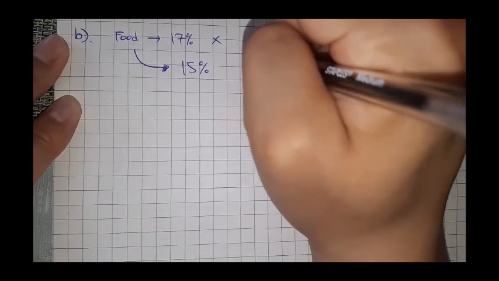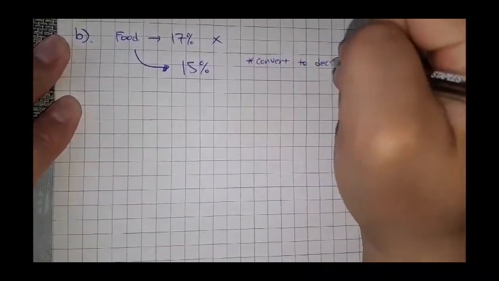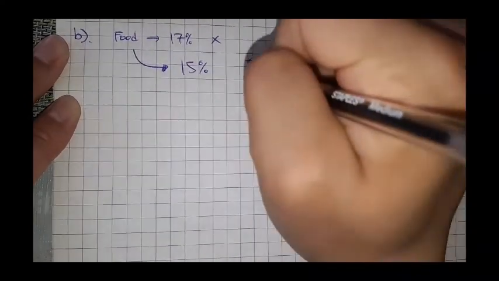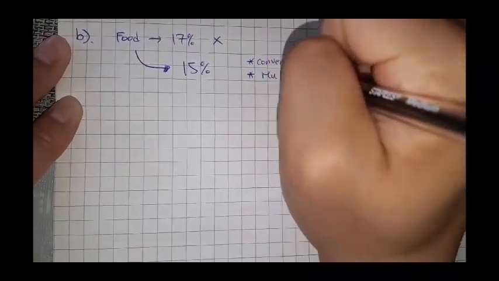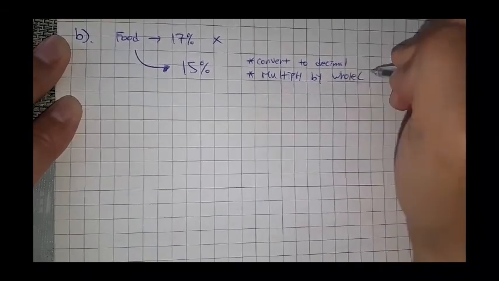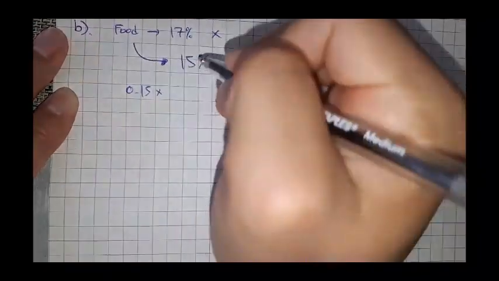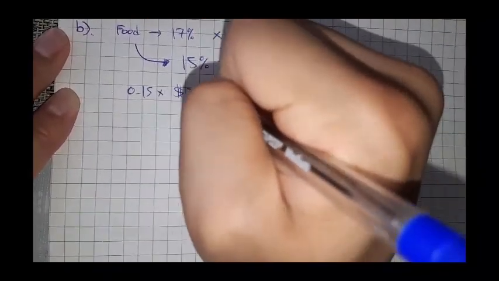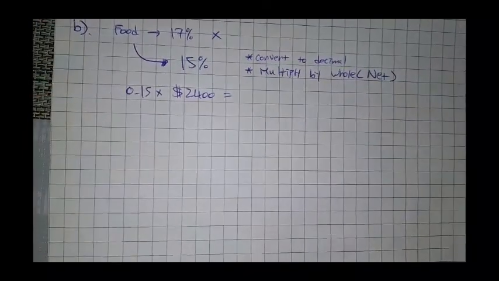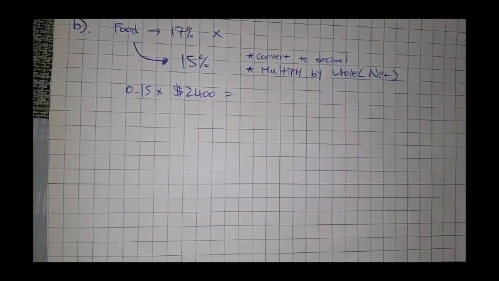First of all, convert to decimal whenever you see the percentage. Then you multiply by the whole. In this case, the whole means net income. So here's what you need to do. 0.15 multiplied by 2,400 bucks. Take out your calculator. 0.15 multiplied by 2400.